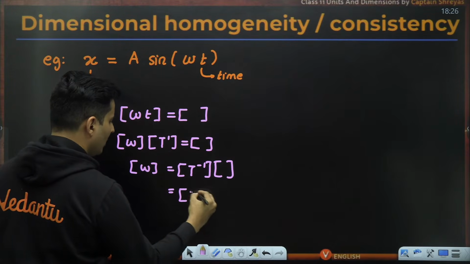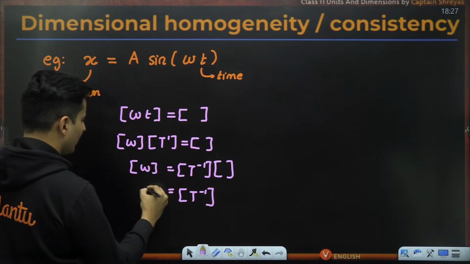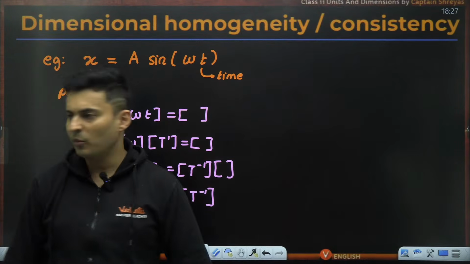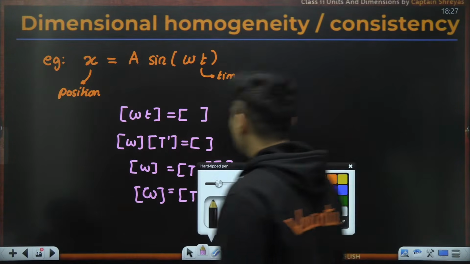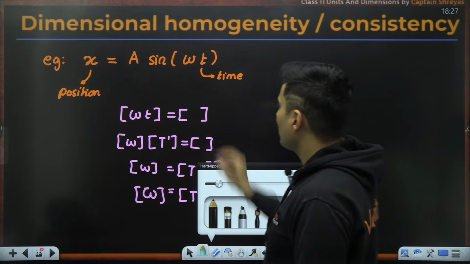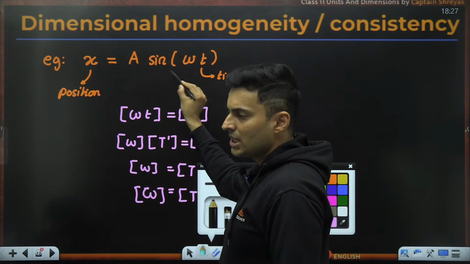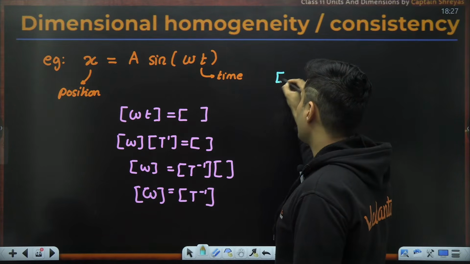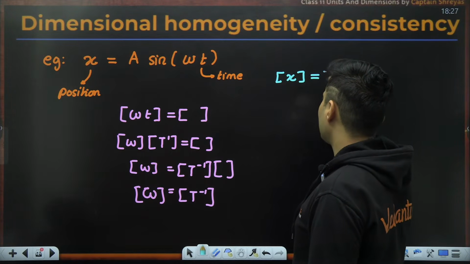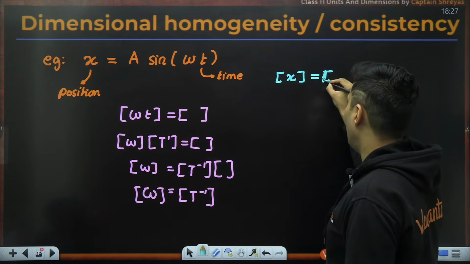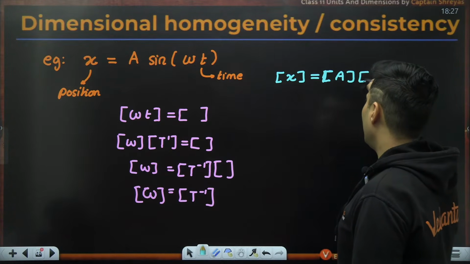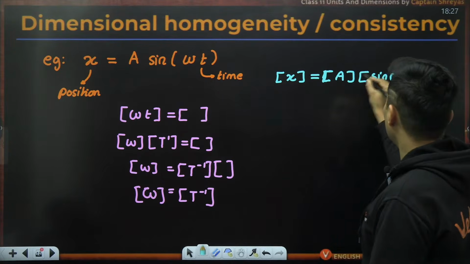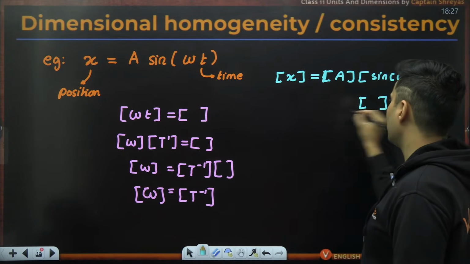It is just going to be t raised to minus 1 only. So the dimension of omega is time raised to negative power 1. Very good. Similarly, we all know that sine of anything is itself dimensionless. So this is as good as saying the dimension of x is equal to the dimension of a multiplied by the dimension of sine of omega t. We know sine itself is a dimensionless thing.